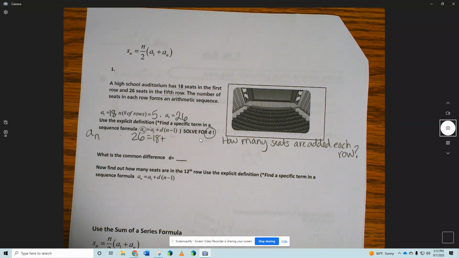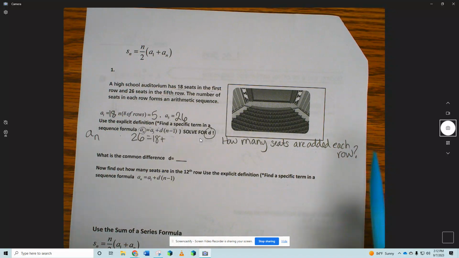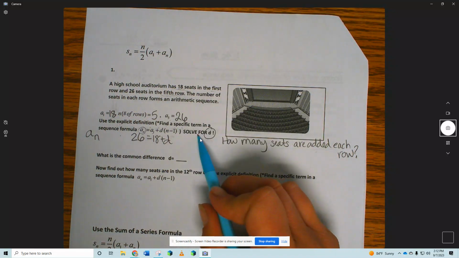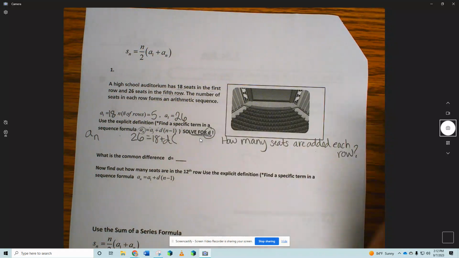Do we know? No, we don't know. Look, that's the question we're asking. How many seats are added each row? I don't know, D. And look, it says solve for D. So I told you exactly. 18. What's N? 5.